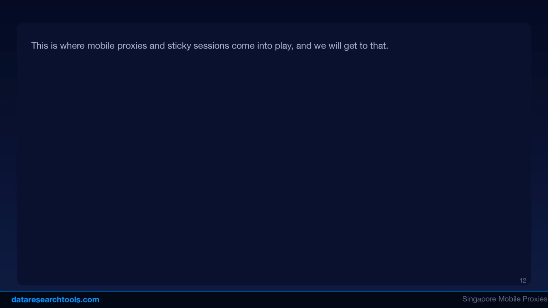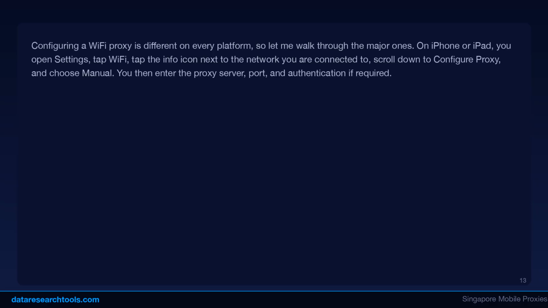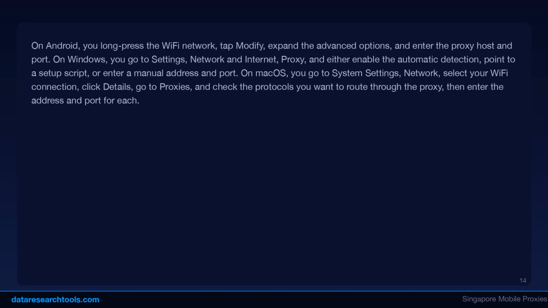Setting up a Wi-Fi proxy is different on every platform, so let me walk through the major ones. On iPhone or iPad, you open Settings, tap Wi-Fi, tap the info icon next to the network you are connected to, scroll down to Configure Proxy, and choose Manual. You then enter the proxy server, port, and authentication if required. On Android, you long press the Wi-Fi network, tap Modify, expand the advanced options, and enter the proxy host and port. On Windows, you go to Settings, Network and Internet, Proxy, and either enable the automatic detection, point to a setup script, or enter a manual address and port.